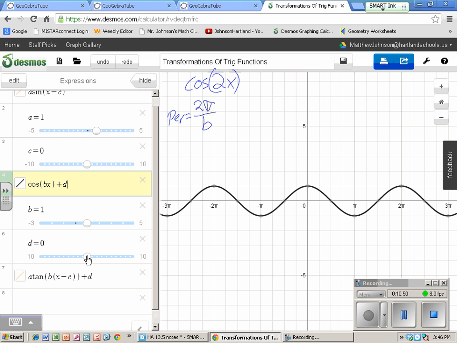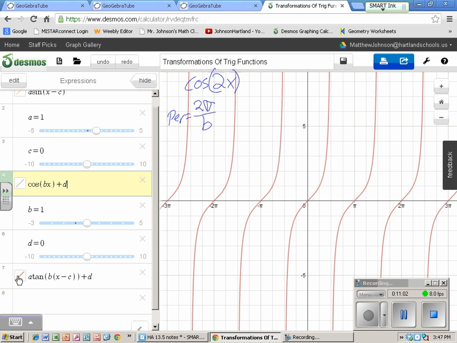So that's your transformations for sine and cosine. I'll come back and do some examples in the third video, but just talking about the ideas and taking a look at these graphs. The last one to look at is the tangent function.